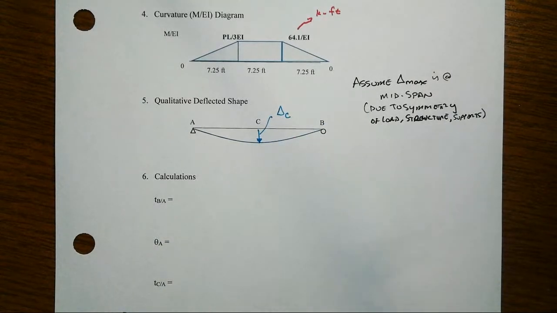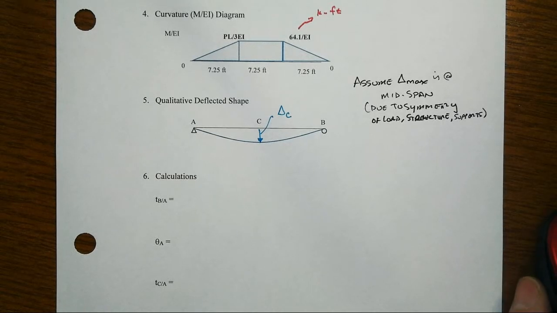Delta C. Now, we have to classify these problems with the moment area application as one of two types. Do we know the rotation anywhere? And the answer is no, we don't. So this is of the simply supported type, where we have to figure out what a rotation is first. And we're going to do that in the next part of the video.